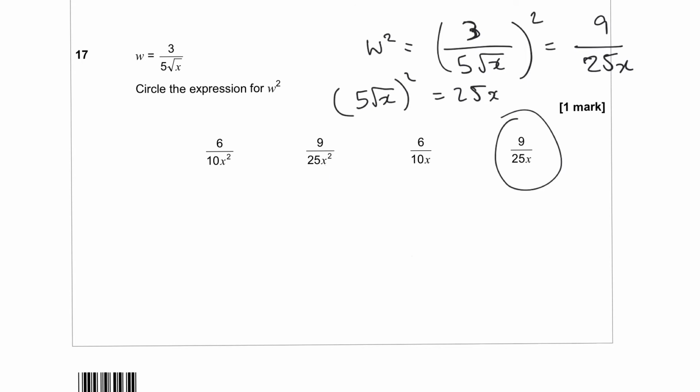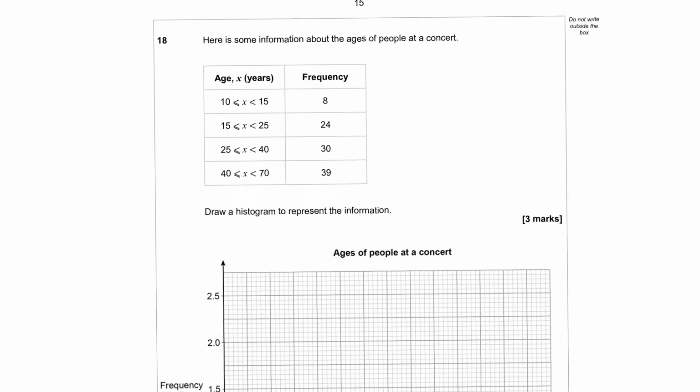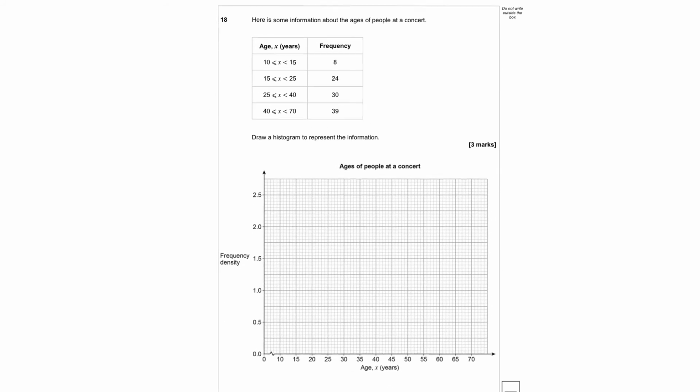So that's that one. And then on to question 18. So it says, here is some information about ages of people in a concert. Just zooming out so you can see everything. So it's given us this table and it basically wants us to draw a histogram. So in regards to drawing a histogram, the first thing is that we need to work out the frequency density of each of these class intervals.